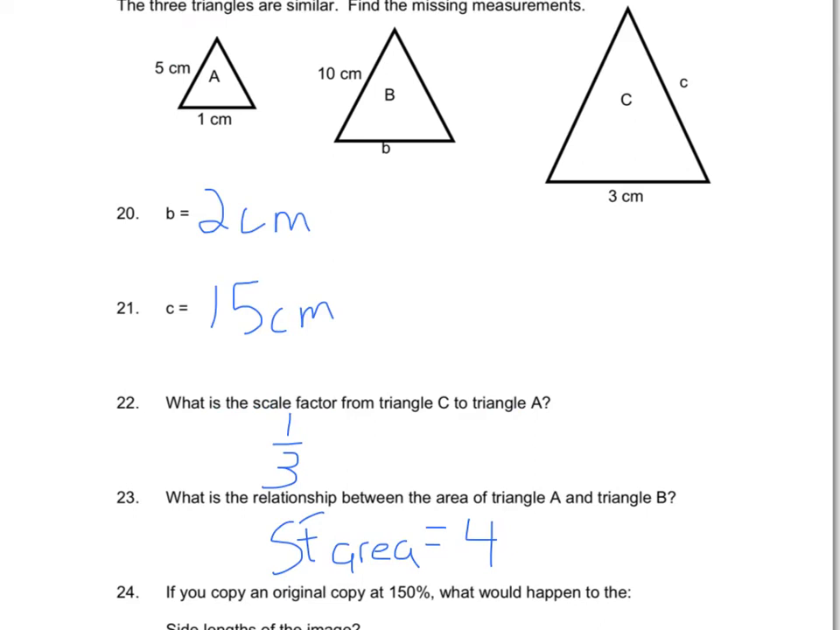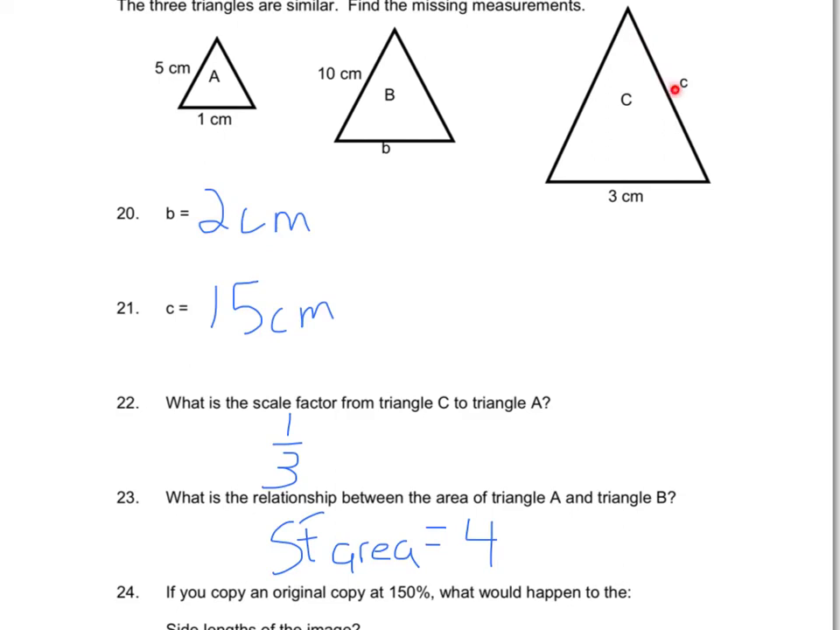Okay, so for number 20, 21, and 22, we're using the 3 triangles here at the top, and we're going to assume that the triangles are similar. Find the missing measurements. So for side B, the measurement's going to be 2 centimeters, because if you take this 10 centimeters, divide it by 5, you're going to get 2. So we know there's a scale factor of 2 between A and B. So 1 times 2 will give you the side length B, 2 centimeters.